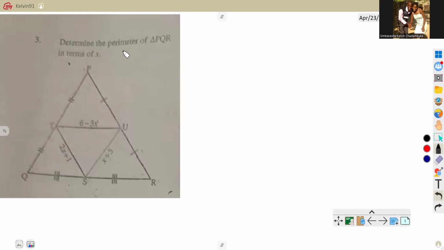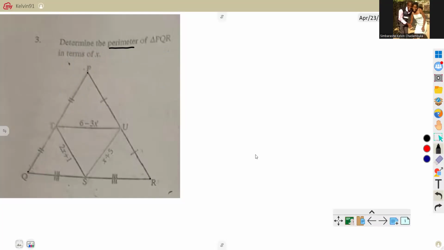Hello. Today we are going to solve this problem. It's saying determine the perimeter of triangle PQR in terms of x. So this is our triangle PQR. This is P. This is where our Q is. This is where our R is.